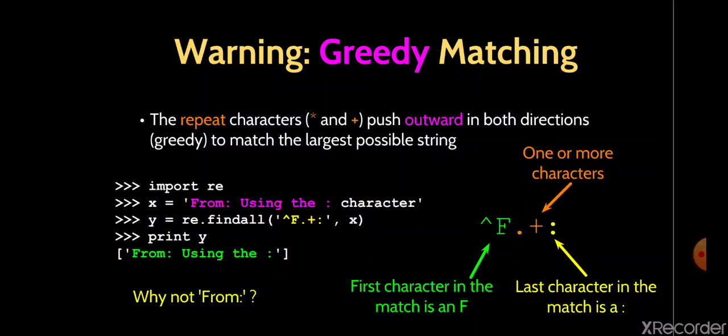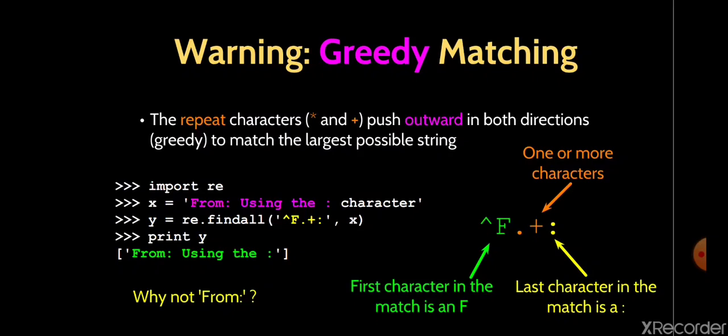This particular findall returns a list having the substring From: using the colon. This means the findall search did not stop at the first encounter of a colon, it actually stopped at the second. If the line had a third colon, findall would have stopped searching at the third colon. So it will not stop at the first colon, it will continue to search for any number of colons available in the line. This behavior is called greedy matching.